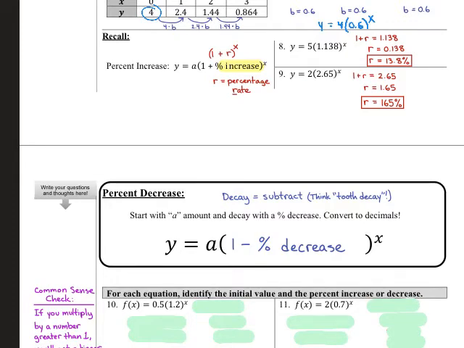So this expression, 1 minus the percent decrease, will always be less than 1, because we're subtracting from 1. That's going to give us a b value, a growth factor, that is less than 1. And remember, that's what a decay function is. It has a growth factor that is less than 1 but greater than 0. So percent decrease will always be between 0 and 100%. All right, so let's take a look at some examples.